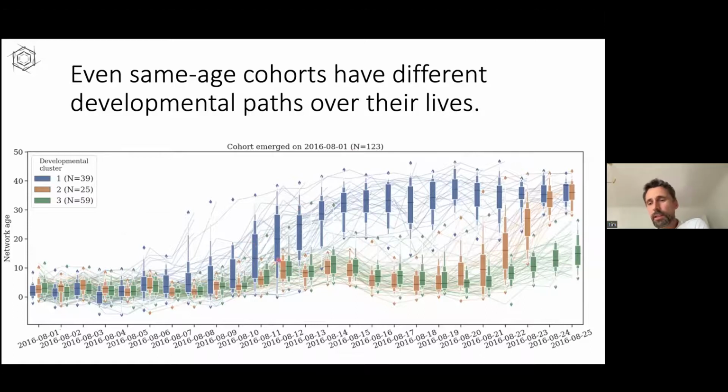And then a second cluster becomes foragers later, and the rest of them still only slowly increases the network age, so changes their task. Yeah? And it's unclear why that is.